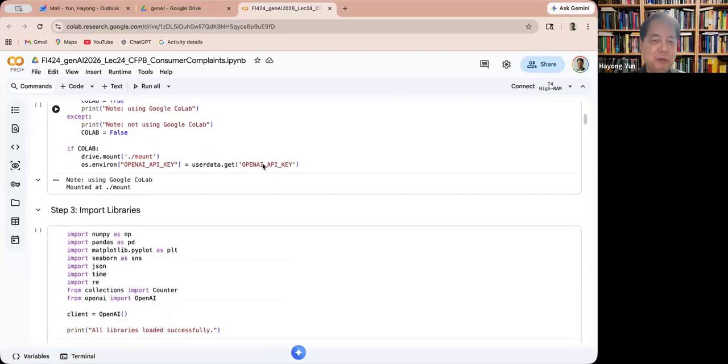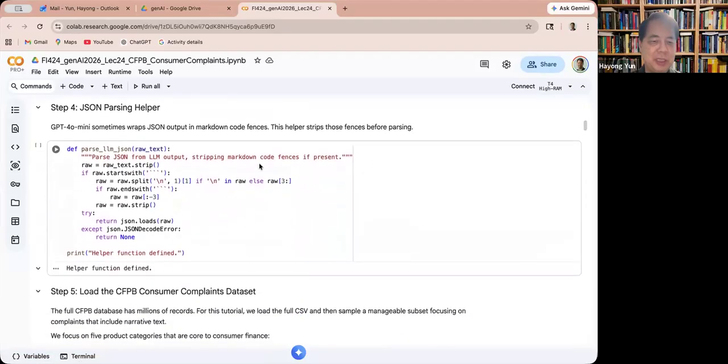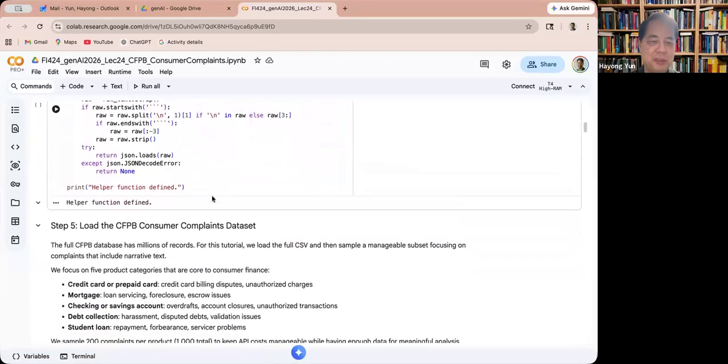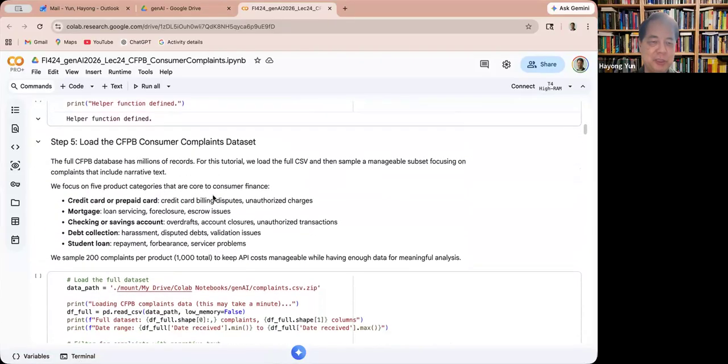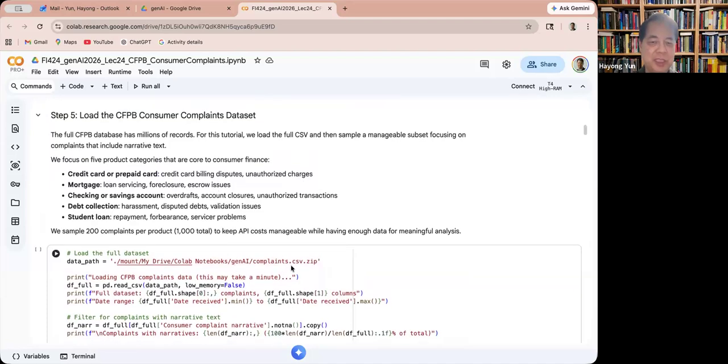So set up the Google Colab, give an OpenAI key, and then import the libraries. And we need some JSON stripper helper function to read it. And here is the complaints data.